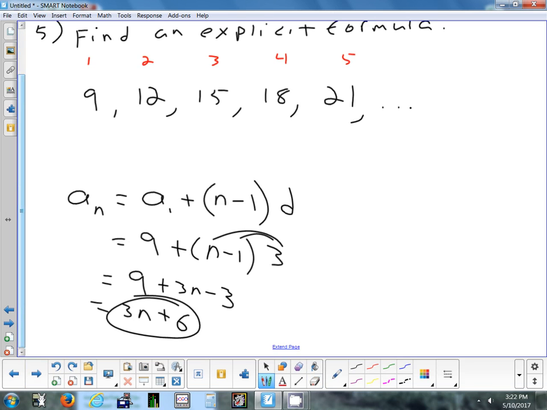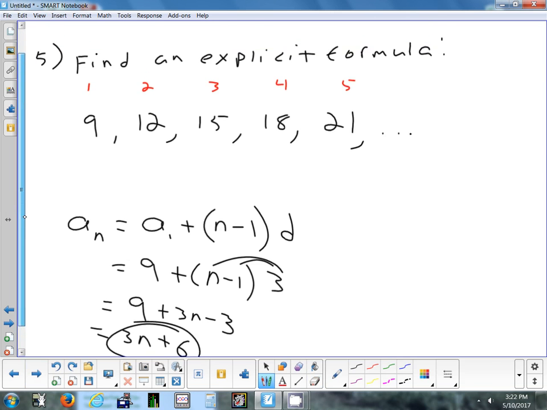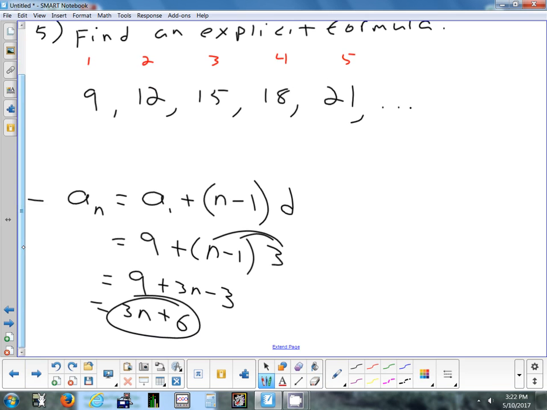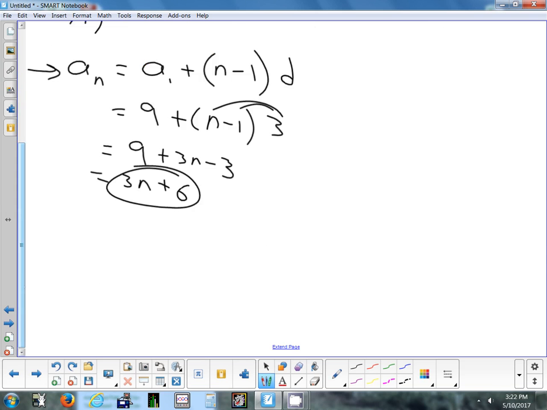Mr. Hager, is that one of the formulas we should know? Yep, you definitely should know that. Let's call that 5A, and then let's look at another one.